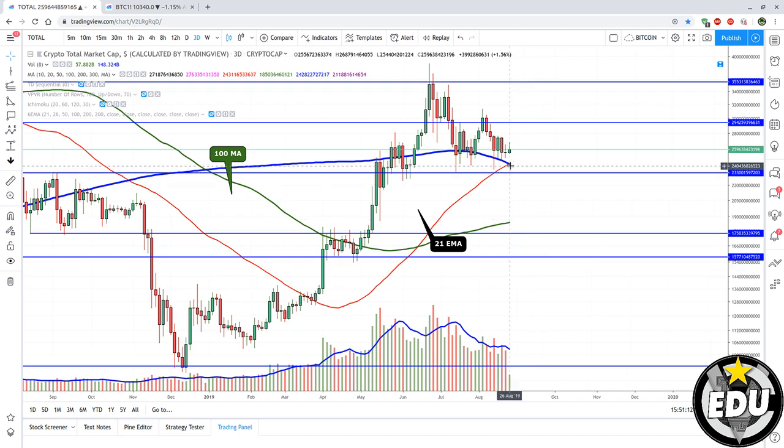So yeah, we have this bullish cross on total. That's something important. If you can stay above that, that will be good. Price is on top of the moving averages. It's a good thing.